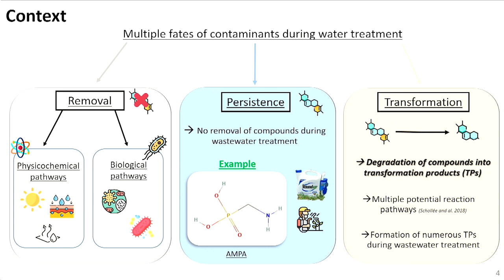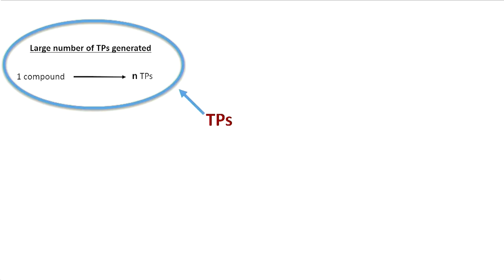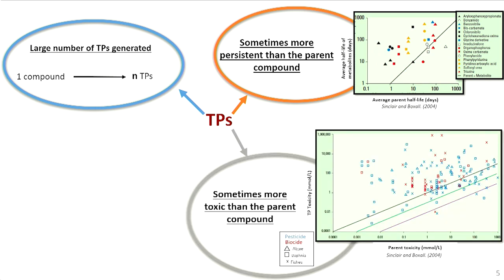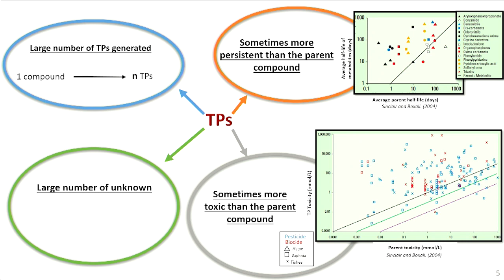So during a wastewater treatment, one compound may follow multiple reaction pathways and generate a large number of unknown transformation products. Nowadays, it is essential to study these transformation products in order to characterize the chemical contamination of our aquatic ecosystem. Indeed, a large number of transformation products is generated from one single compound, since one molecule can give n transformation products. Moreover, in some cases, they are more persistent and are more toxic than the parent compound from which they are derived. And finally, as I said before, a large number of those compounds remains unknown.